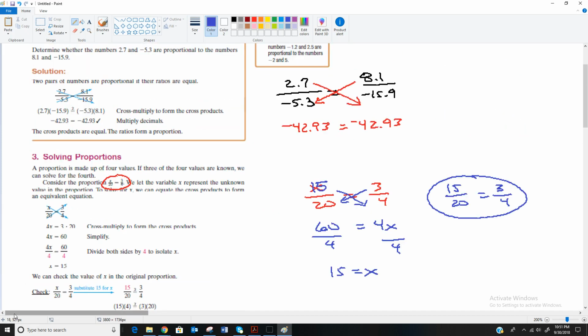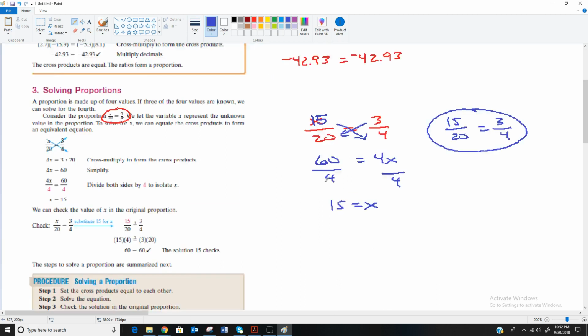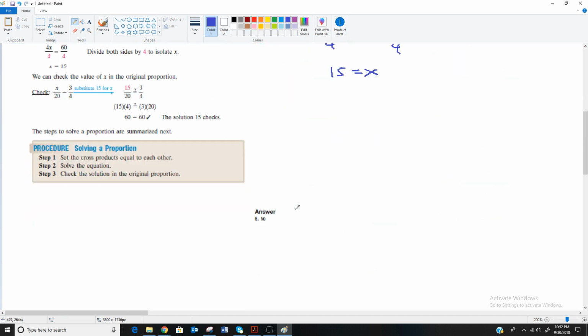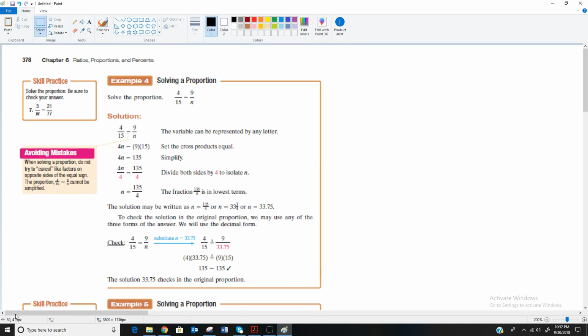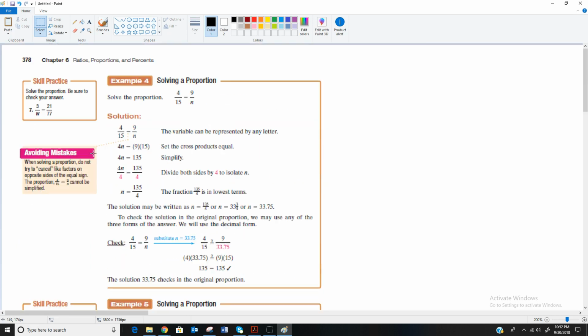So we're going to do a couple more. Oh, and also in this book, they have these little skill practices. If you want to try these little skill practices that are off to the side, the answers are down at the bottom of the page. In this case, it says determine whether the numbers negative 1.2 and 2.5 are proportional to negative 2 and 5. So you could check that, see what you think the answer is, and then look down here and it'll tell you what that answer is. So again, we have a skill practice here. If you want to try that skill practice and this skill practice, the answers are down here.